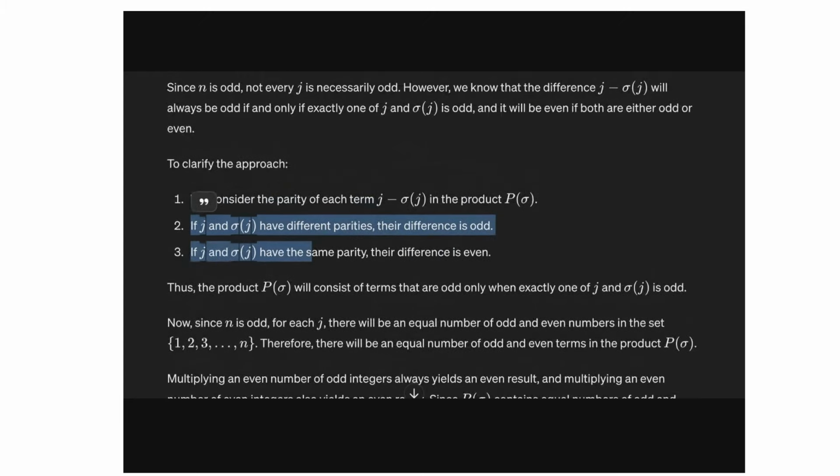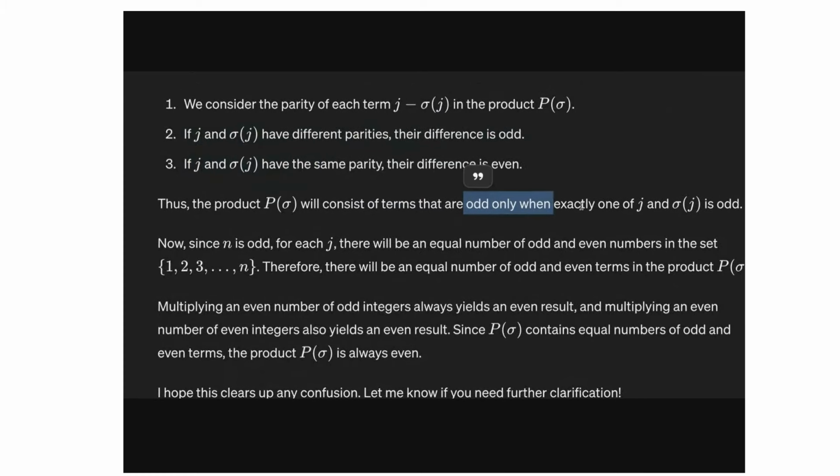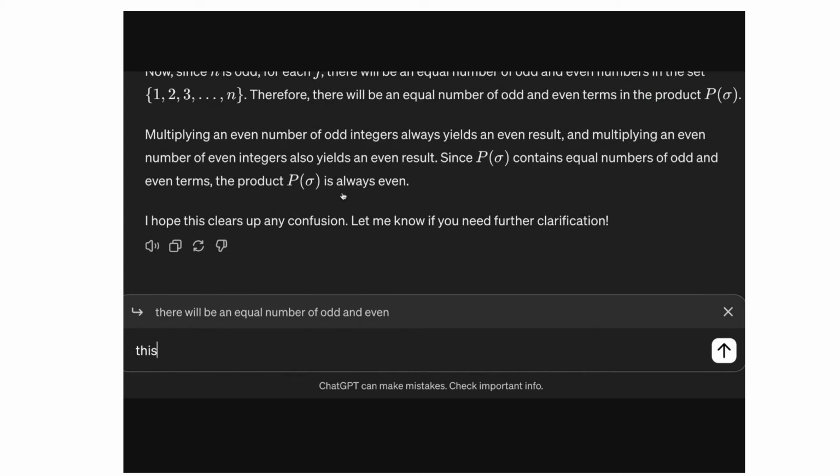So you will see combined stuff out there. Does the product consist of terms that are odd only when one of them, yeah, okay. Now since n is odd, they will be unequal. This is where the problem is. This is not true. This is not true. No, why? This will help people who want to learn how to write mathematics. You see, the logic will help.